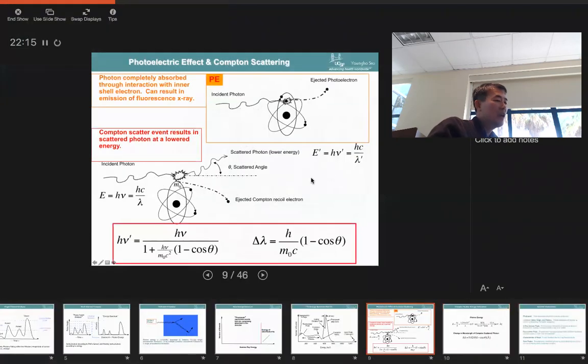So I really urge you to remember how to calculate whatever is related to Compton scatter very carefully. The photoelectric effect is, of course, very important. It's a lot easier to calculate whatever properties we're talking about. But Compton scatter is a little more complicated because there are multiple components before and after the interaction.